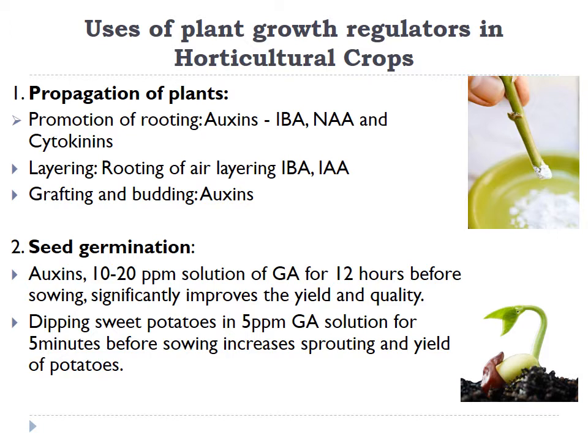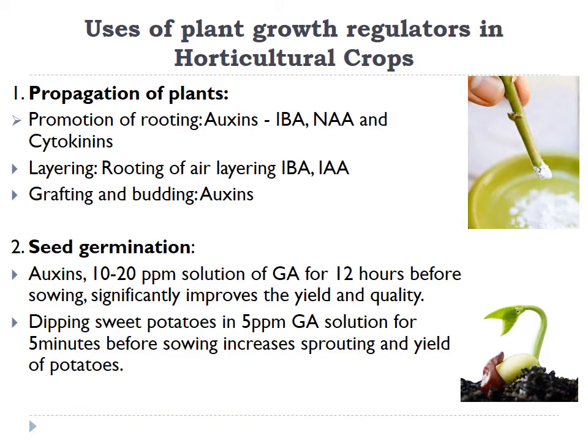First, they are commonly used in propagation of plants. Mainly auxins are used for rooting. Example, indole butyric acid, naphthalene acetic acid and even cytokinins are used. Using auxins and cytokinins helps to induce earlier rooting in cuttings or even in air layering and grafting and budding. In grafting and budding, they help in emergence of the shoot earlier.